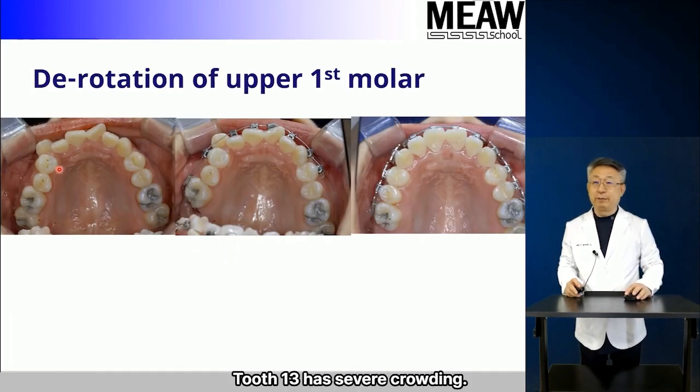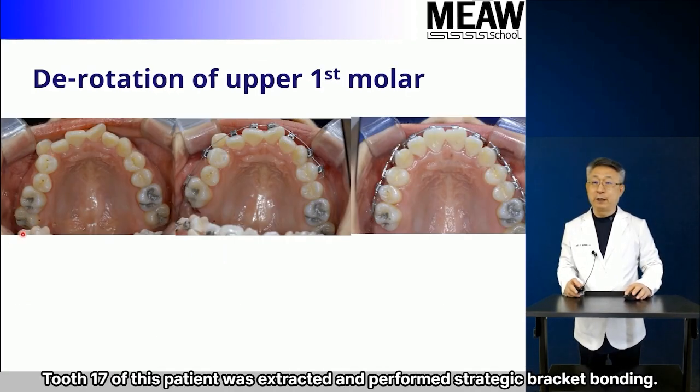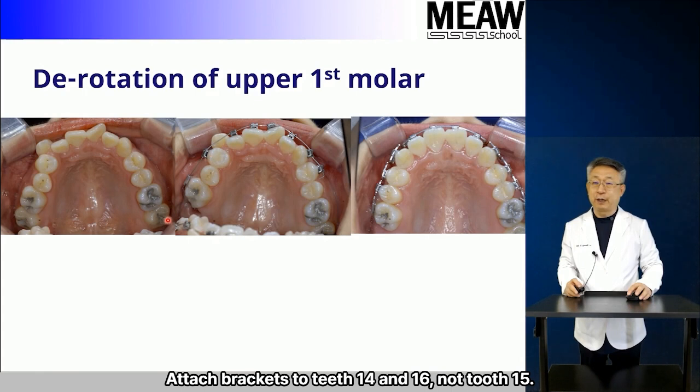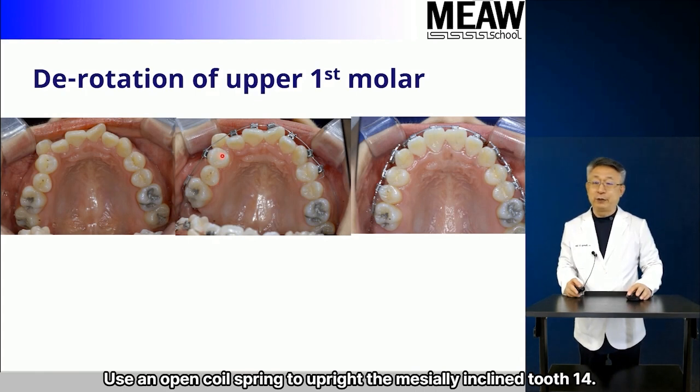Tooth 13 has severe crowding. Tooth 17 of this patient was extracted and strategic bracket bonding was performed. Brackets are attached to teeth 11 and 12, however, since tooth 13 has crowding, it is recommended to attach the bracket later. Attach brackets to teeth 14 and 16, not tooth 15. Use an open coil spring to upright the mesially inclined tooth 14.